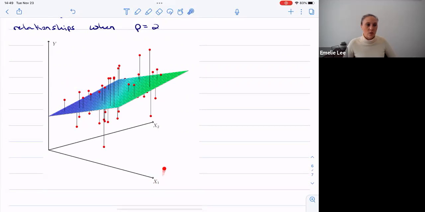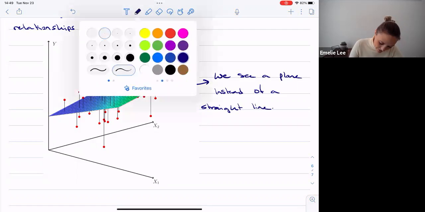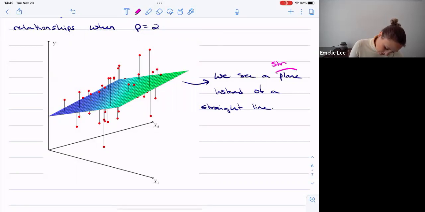So here we have x1, x2, and then I have the response variable here, right? Now we have this x, y, z kind of 3D model, and this plane instead of a straight line. But I will highlight that it is a straight plane, right? And so it's still linear, but it's a linear plane.